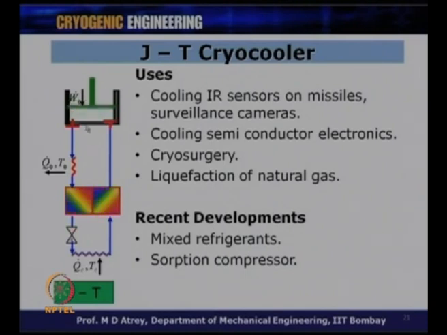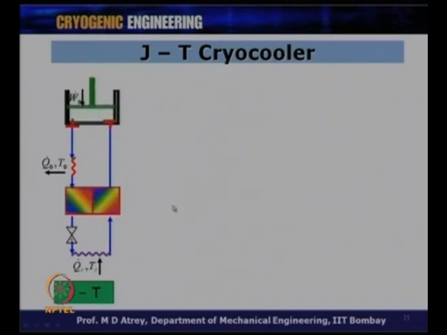And also, instead of a moving compressor, one can use a sorption compressor also. So, gas can be adsorbed, the gas can be desorbed. So, the sorption compressor is the latest phenomenon people are looking at, as a result of which nothing will be moving in a JT cryocooler. So, these are the different highlights of JT cryocooler.